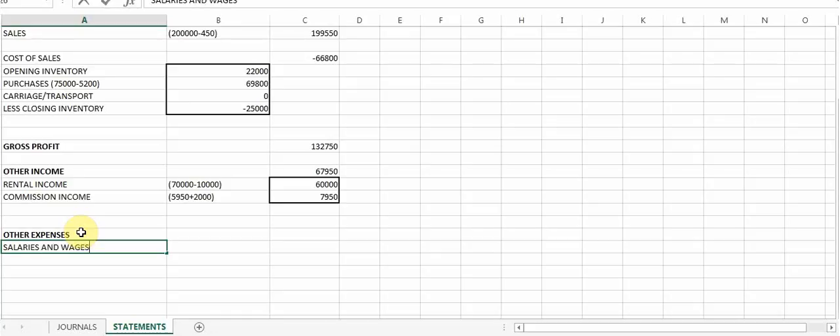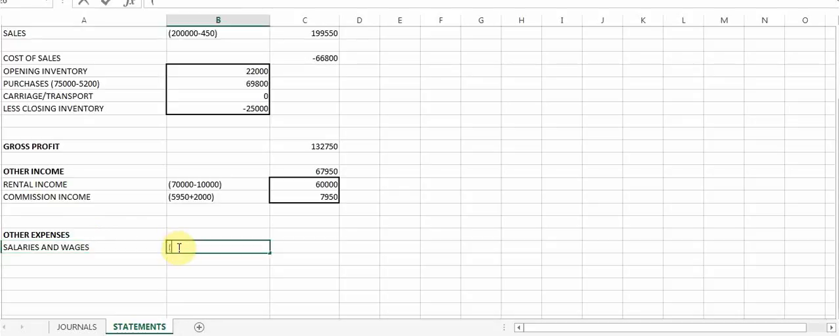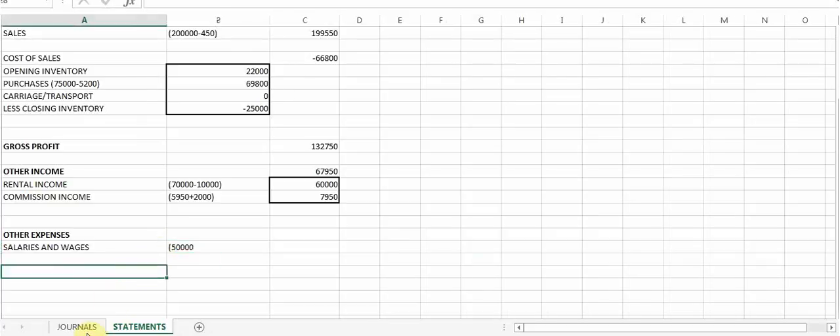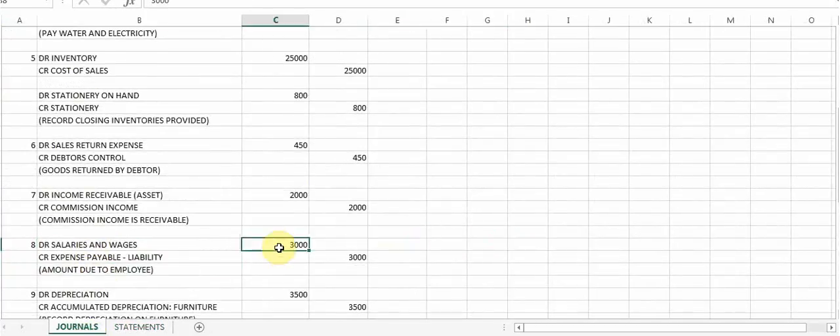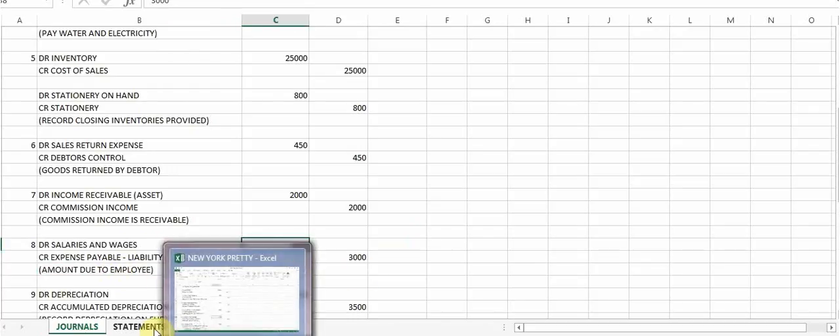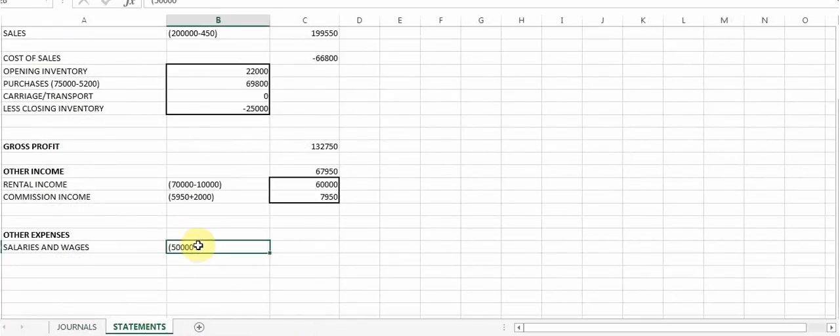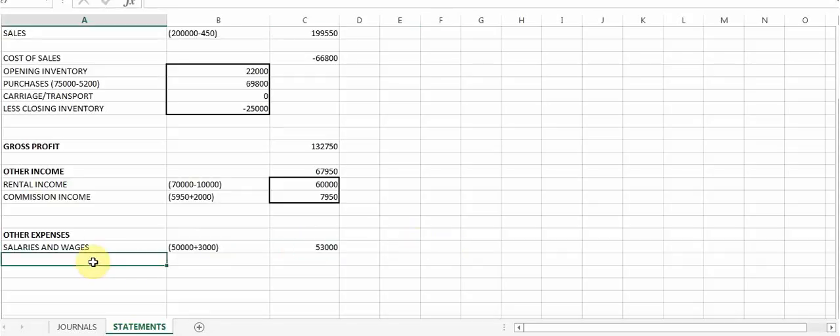And what was the amount given to me? The amount given to me for salaries and wages was 50,000. Right, was there an adjustment? There was an adjustment to salaries and wages in number 8. We had to increase it by 3,000 Rand because the amount was not yet recorded, and that's a salary of an employee. So I'm going to say I need to add 3,000 Rand there, and that will give me 53,000 Rand for salaries and wages in total.